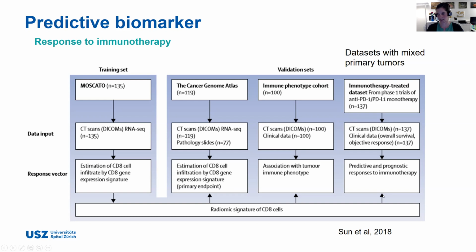Additionally, I like the last step very much. They had an immunotherapy data set. So patients who were treated with PD-1, PD-L1 monotherapy, and they looked at whether this radiomic signature for CD8 cells was predictive and prognostic in this immunotherapy cohort, so the cohort which was treated with immunotherapy.